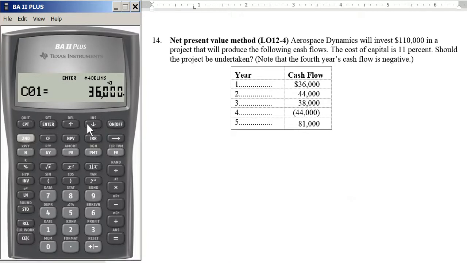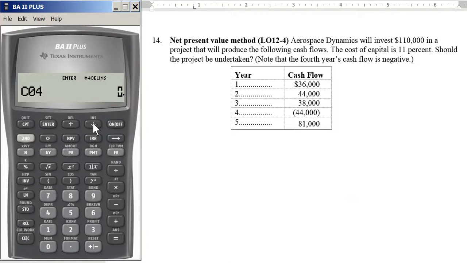Click enter. We arrow down. F means frequency of that first cash flow. Now that it only happens once, so that's where we're going to leave it, and arrow down to cash flow 2. 44, and click enter. Frequency of 1. Cash flow 3, 38. Enter. Arrow down. Frequency of cash flow 3 is only one time. Only one time do we have a cash flow of 38,000.